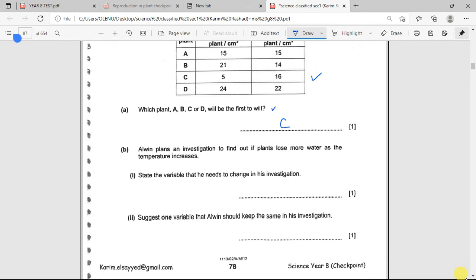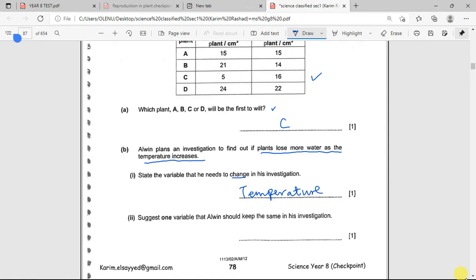Now the next question is: he has planned an investigation to find out if plants lose more water as the temperature increases. State the variable that he needs to change in this investigation. So what he needs to change here is the temperature, because that's the independent variable. Temperature.